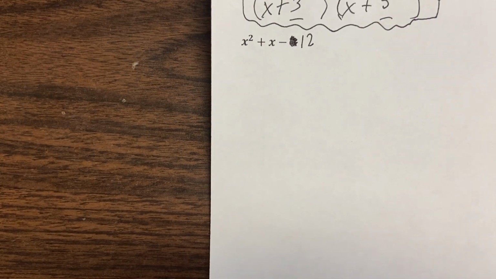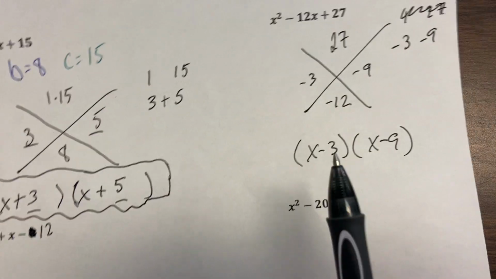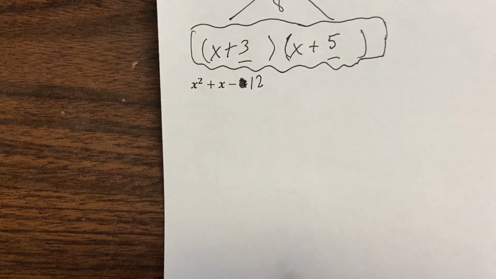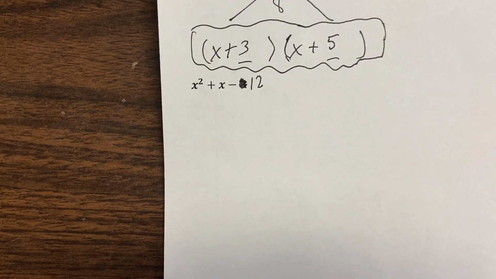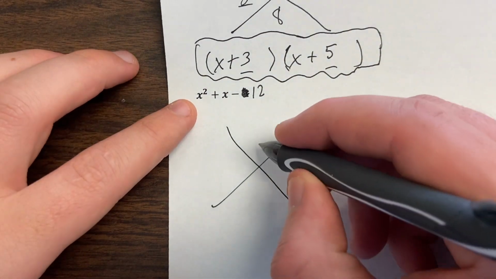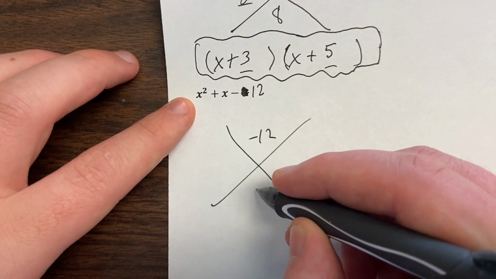Like I said, we're going to go through the different answers you can come up with, right? We just did an example of positive, positive. Then we did an example of negative, negative. All right, let's look at this next example. We have x squared plus x minus 12. Same thing going on here. We're going to draw our diamond. On top of the diamond is A times C. On the bottom, the B value is a 1, right?